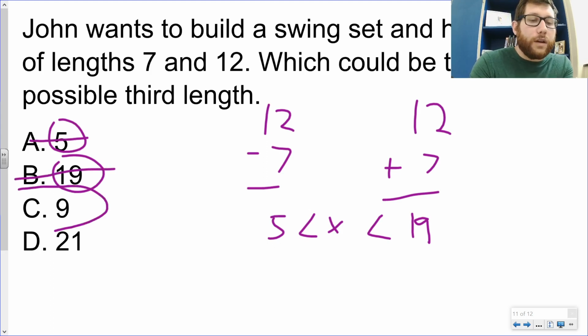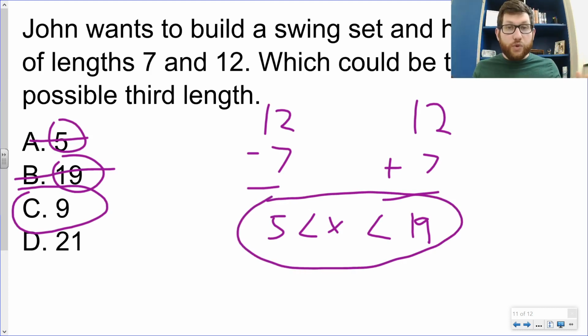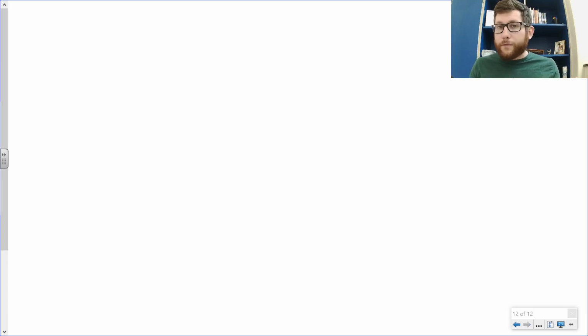The correct answer here is 9. I could have picked anything, any of these would be the right answer, or I could pick lots of numbers for the right answer. 6, 7, 8, 9, 10, 11, anything between 5 and 19. 5.1 could have been a right answer, all right? So when you're doing these, a lot of times kids will get to this spot right here, they'll see the 5, they'll say, oh, that's the answer. No, remember, we want between 5 and 19. So that wraps up the first part of solving triangle inequalities.